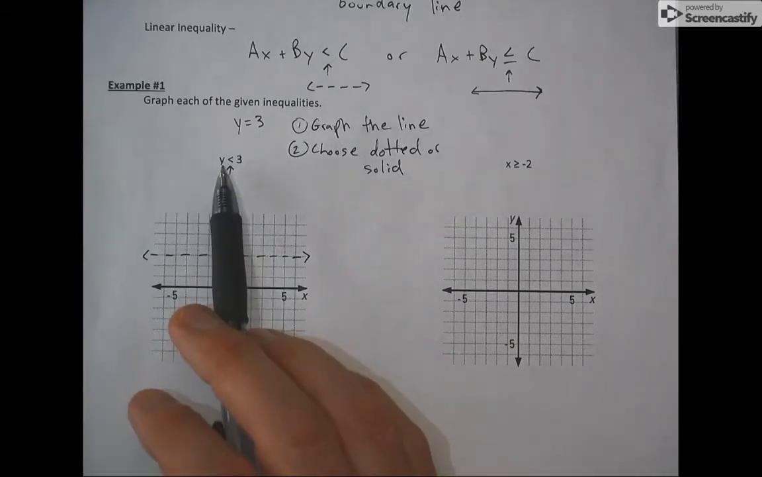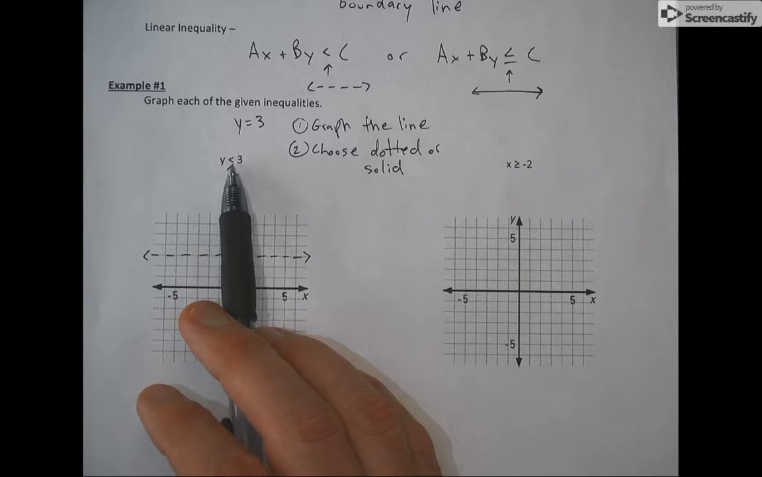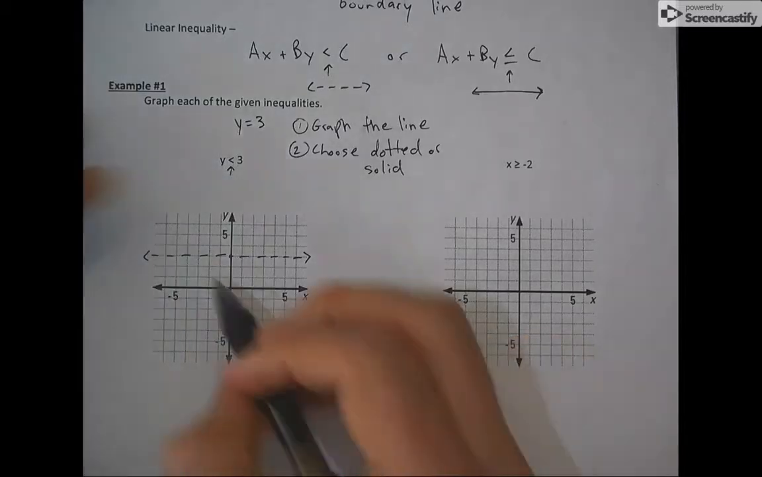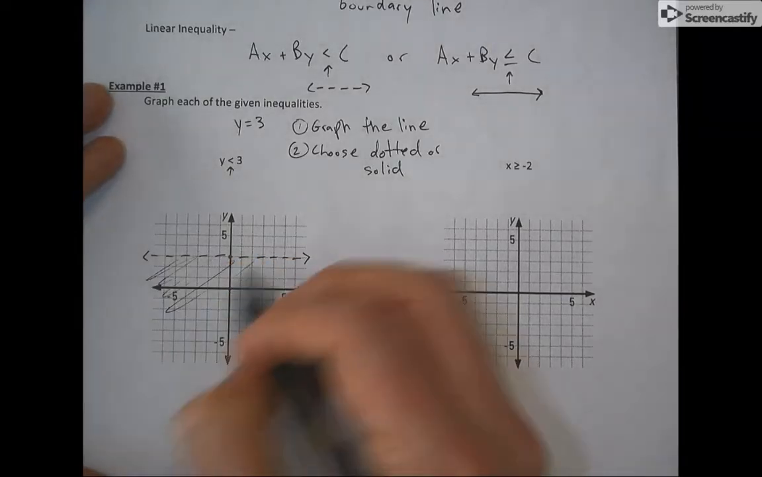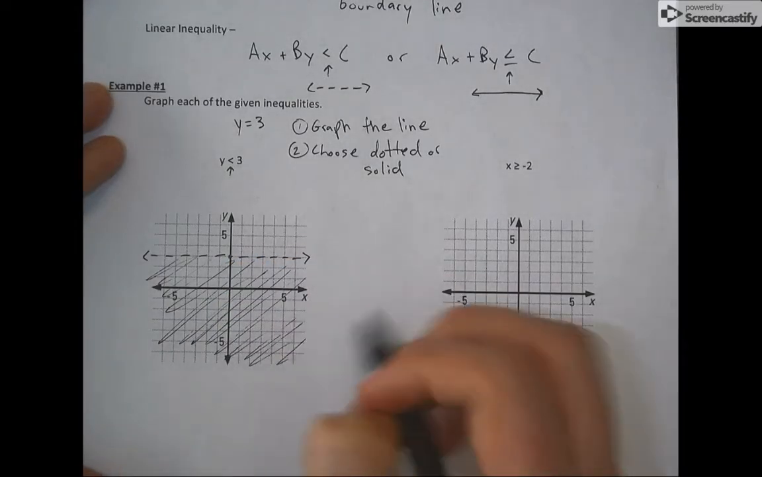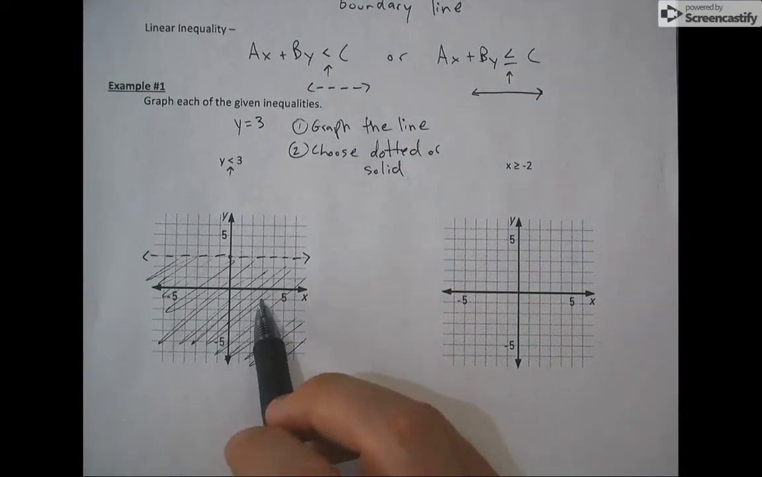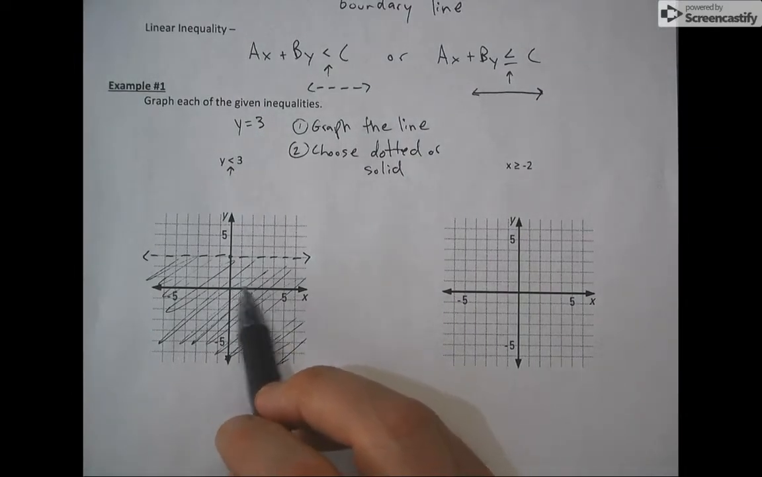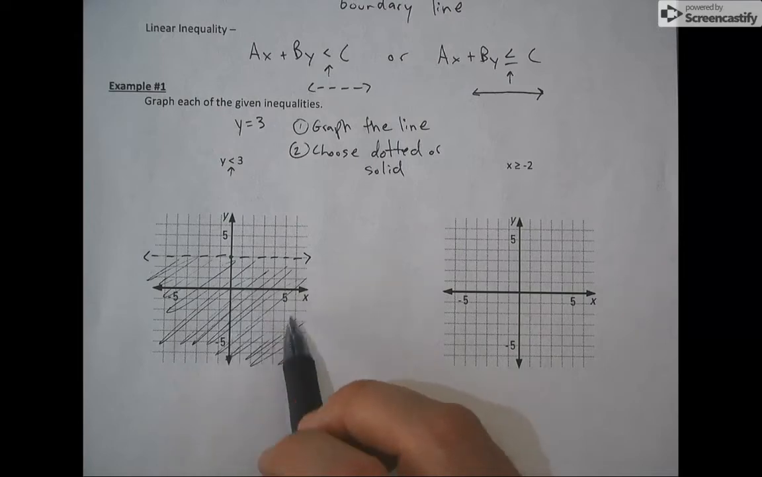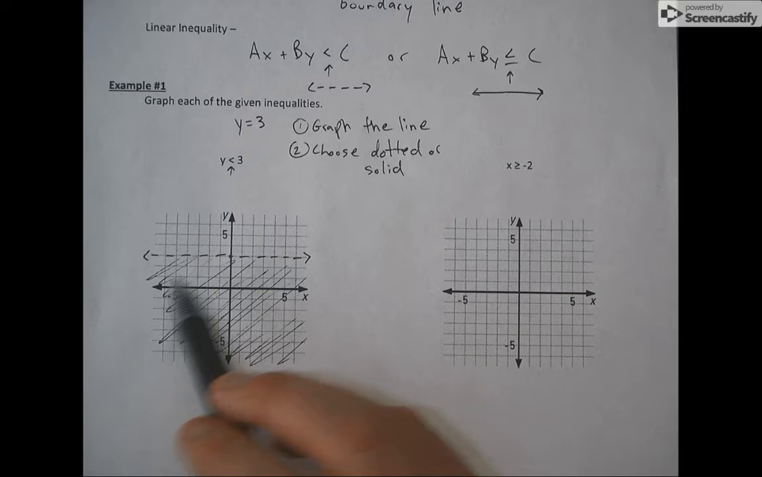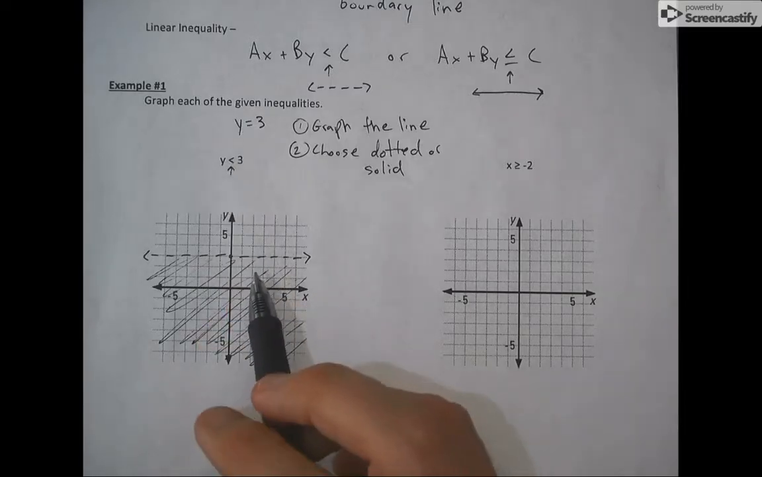So you simply just read it. It says y is less than 3. So it's all the answers less than, which would be under. And so you're going to shade all of this region in. And what you're saying is, I can choose any of these points down here, whether it's 2, 1, or whether it's 5, -5, or -3, -4. All of these points are going to make this equation true.